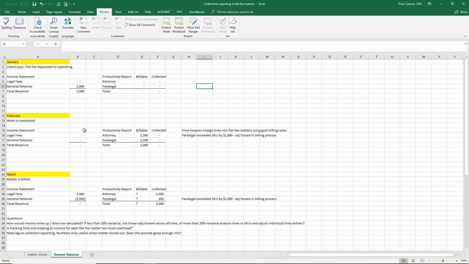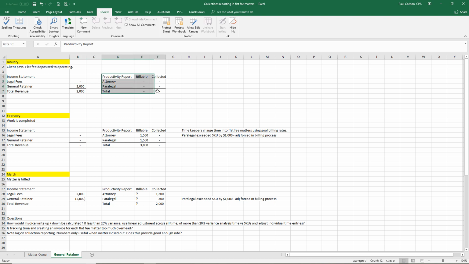So let's walk through an example. In January, we have a flat fee deposit for our flat fee matter where the client pays the full $2,000 flat fee. Within Actionstep, we can click a few levers and get that to post into a general retainer. That will flow through on the income statement where it'll say general retainer revenue for the month. Firms that do flat fees, where the money goes into operating, want to show the $2,000 of revenue in the month in which they get paid. And so we have accomplished that criteria.